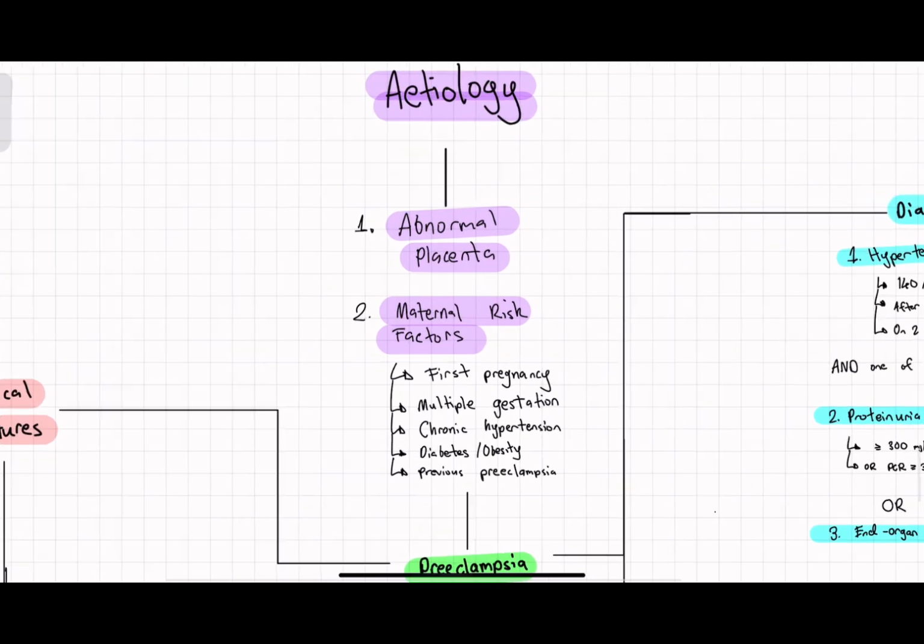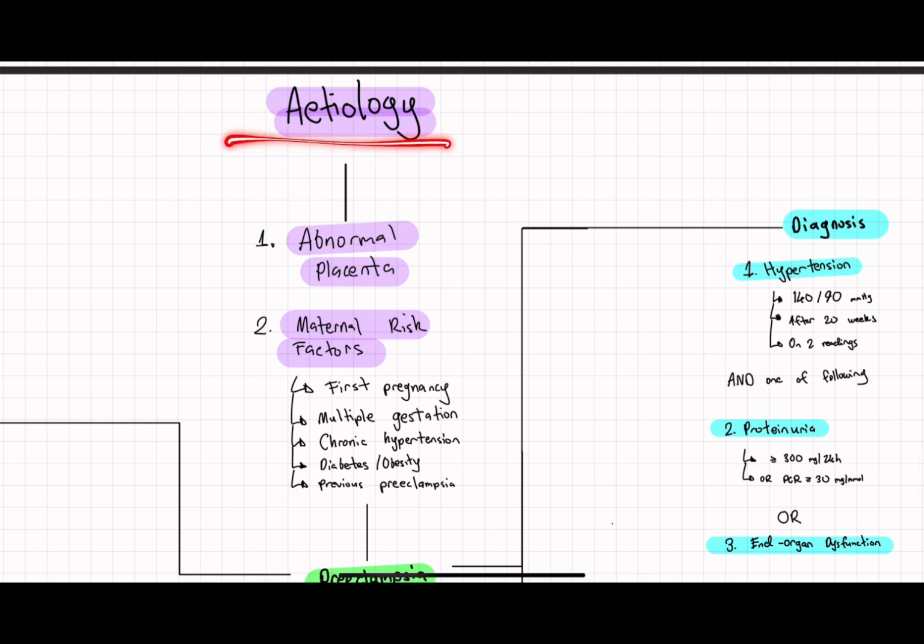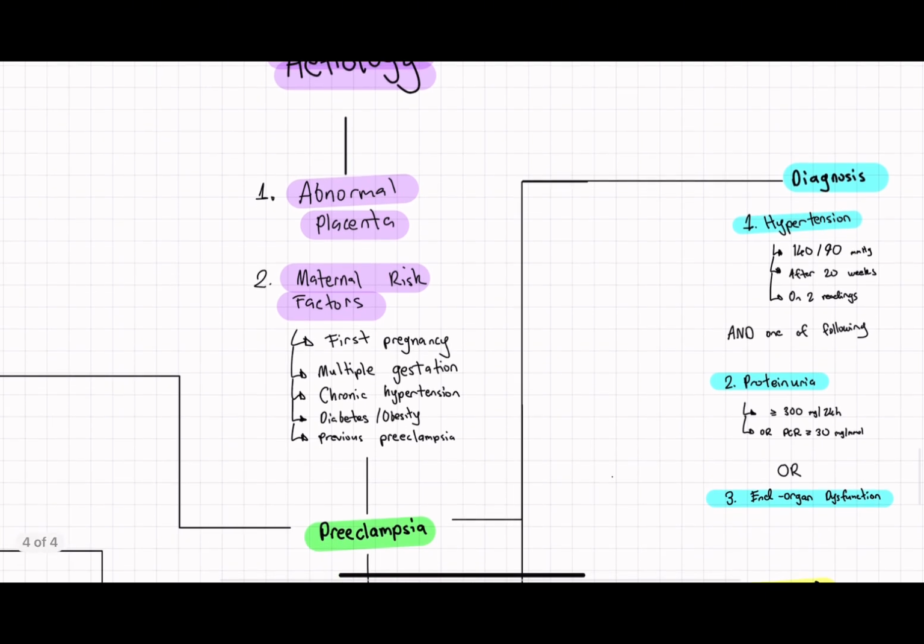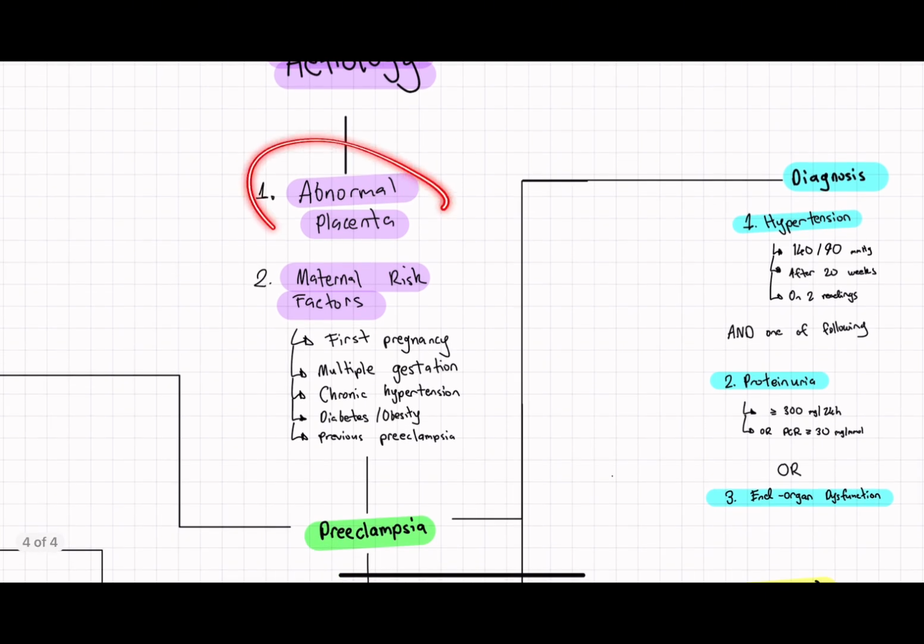All right. So what causes preeclampsia? What is the etiology of preeclampsia? Number one is an abnormal placenta. And what does that even mean? Like, what does abnormal placenta mean? We'll get into that. But basically, it's a placenta that is kind of not normal, obviously.